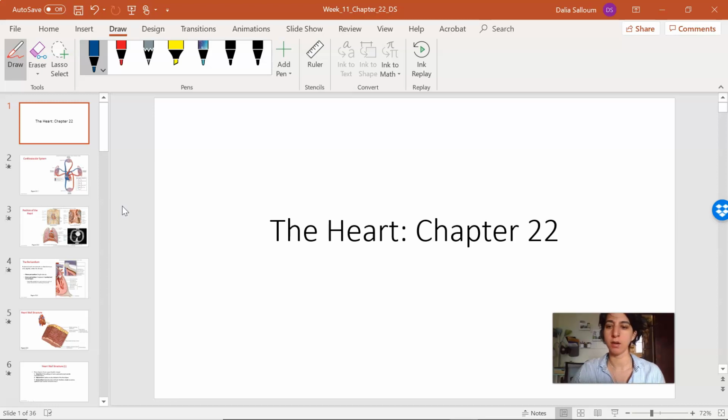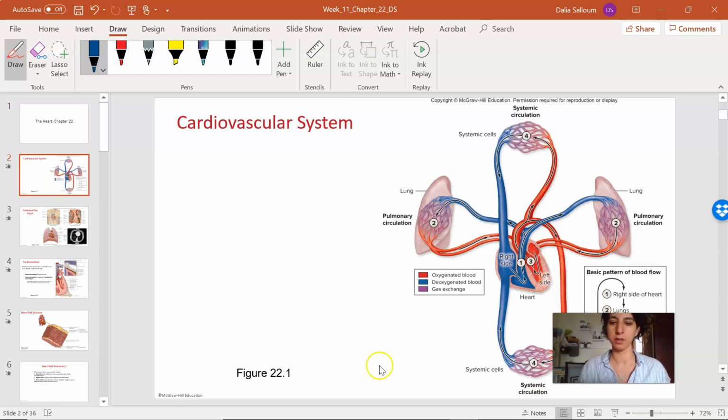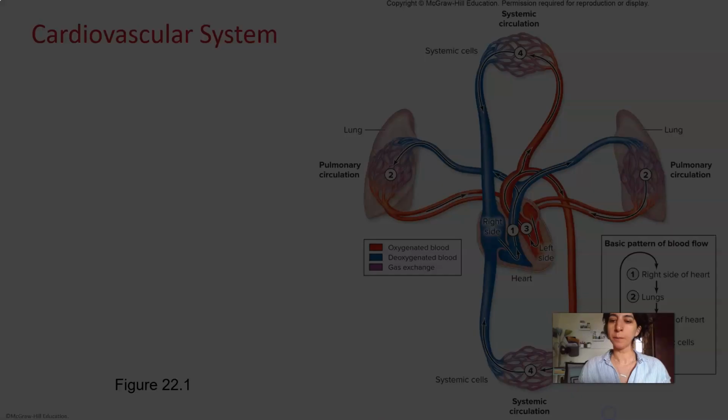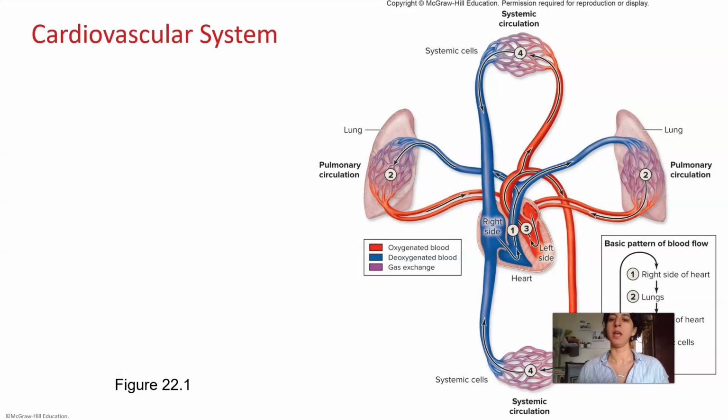This is going to be a short video on the cardiovascular system, an overview of the cardiovascular system. We are starting with chapter 22, the heart. And in order to discuss the heart, we have to talk about the cardiovascular system as a whole. So this is obviously a really important system because it's what keeps us alive, right?